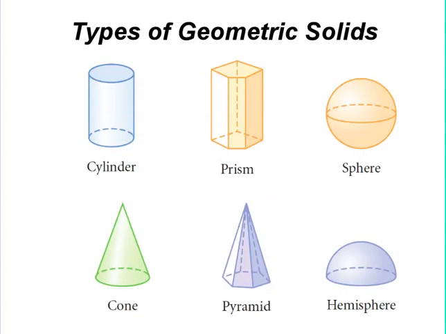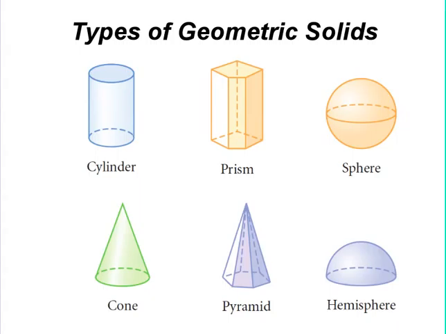And so here are the different types of geometric solids. These are also in your book on page 76. We have a cylinder, a prism, a sphere, a cone, a pyramid, and a hemisphere. Now remember those dashed lines mean the hidden edges. If you didn't have those, you wouldn't be able to see the figure as well. So those dashed lines are really important.